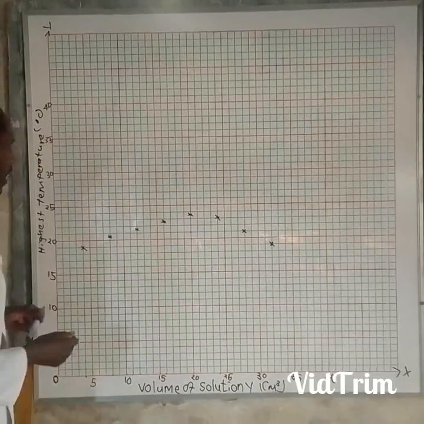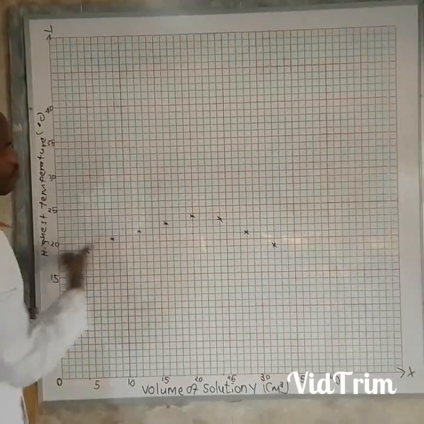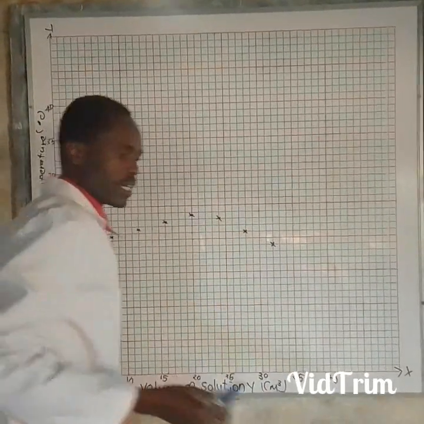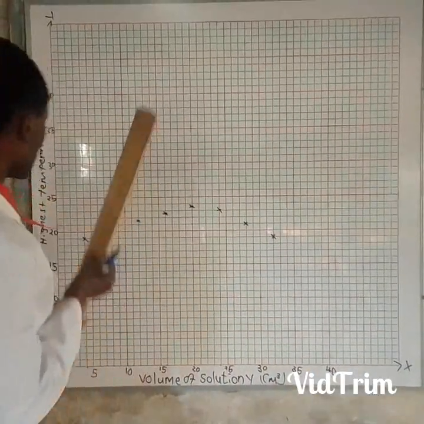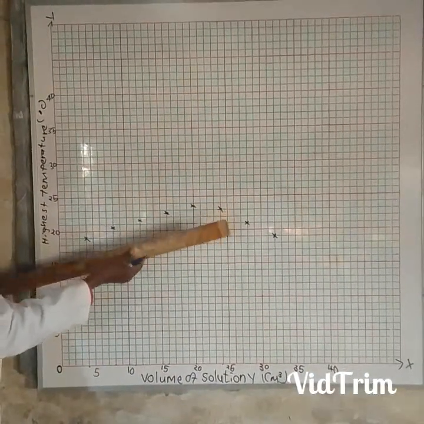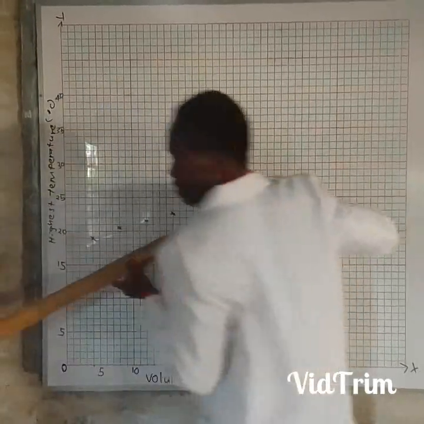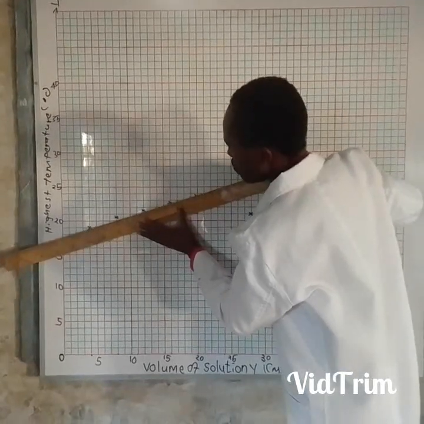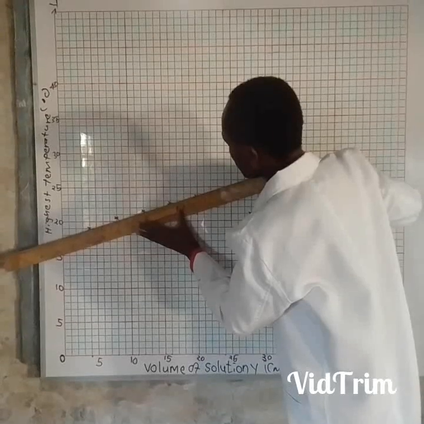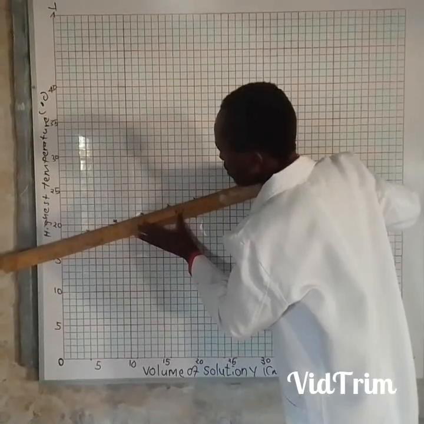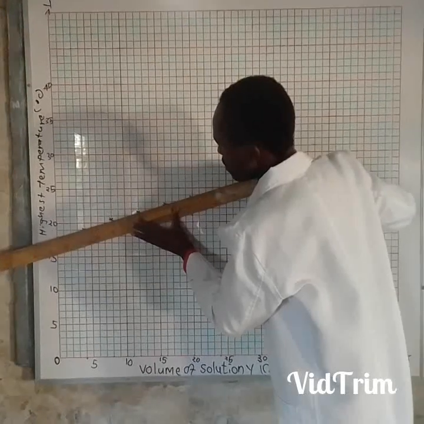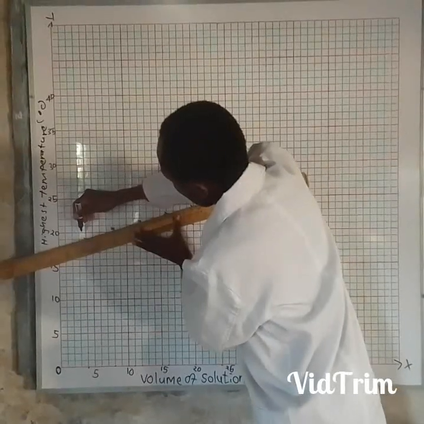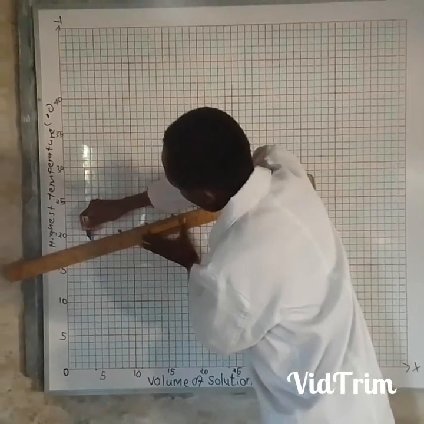Then after plotting, I have now to join these plotted marks using a ruler. Is it okay? So I have my ruler here. So this is what I'm expected to do. I have to join these marks. Please just watch and see what I am going to do. I have to ensure that I join these marks using a ruler, like this. Then I join them using a ruler like this.